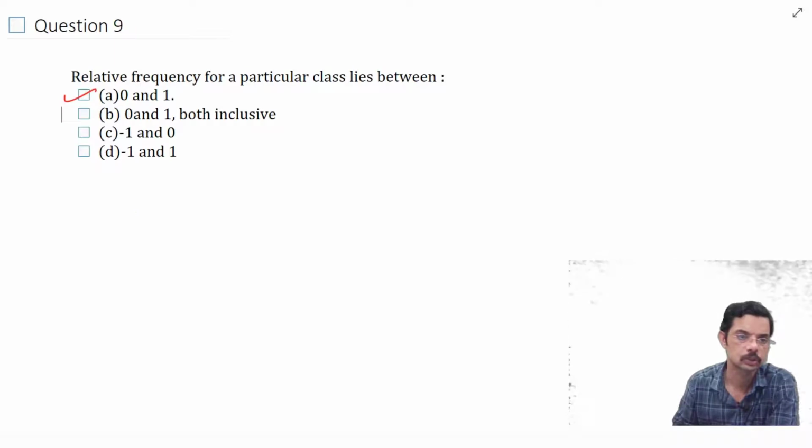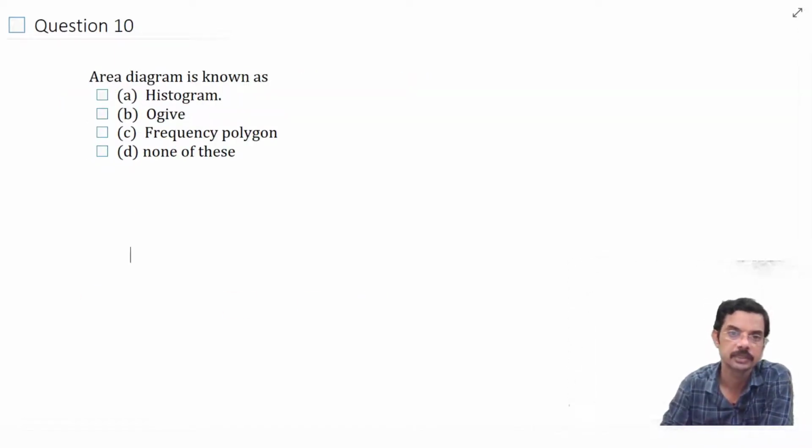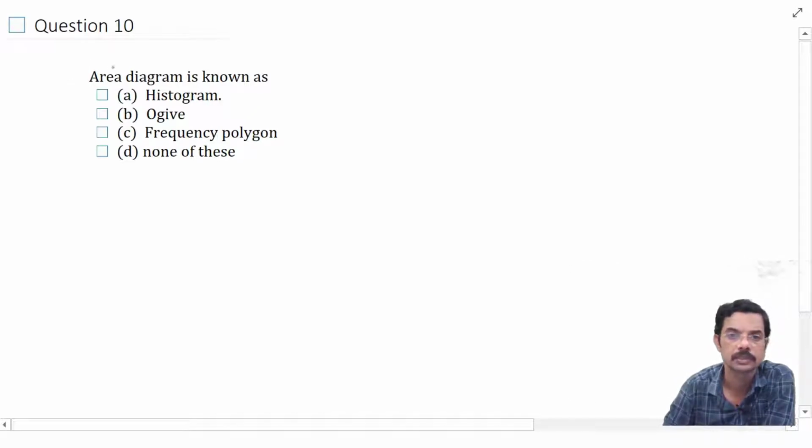Okay, next question. Next question is question number 10. This is a very easy question. We have already discussed this thing. What is area diagram known as? There are many two-dimensional diagrams which can be called area diagrams. Area diagrams are actually of varied categories, but in this case, we will be focusing on the given options. Area diagram is known as histogram, ogive, frequency polygon, or none of these. From these, histogram will be the most appropriate answer.